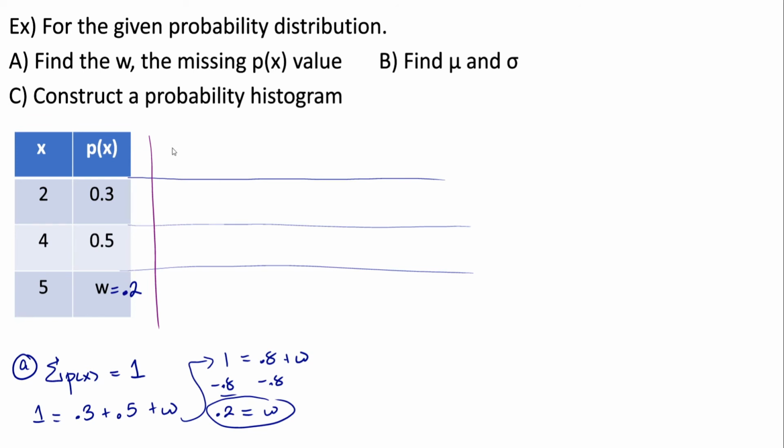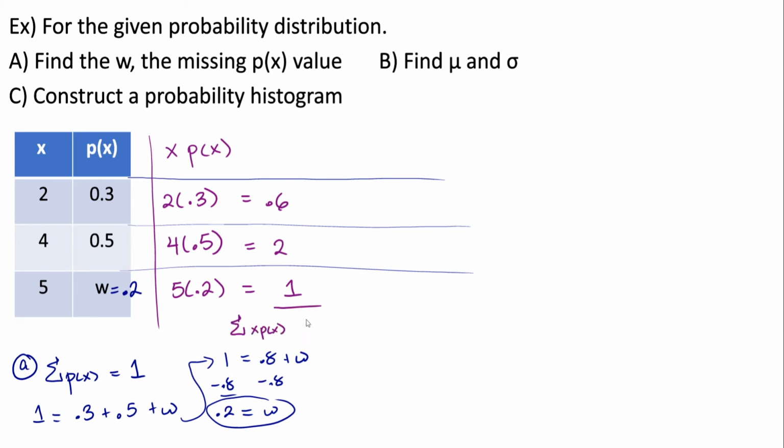So now we want to find our mean, and in order to do that, we need to multiply each x value by its associated probability and add them up. So we have 2 times 0.3, 4 times 0.5, and 5 times 0.2. If we add all of these up, the mean is equal to 3.6.